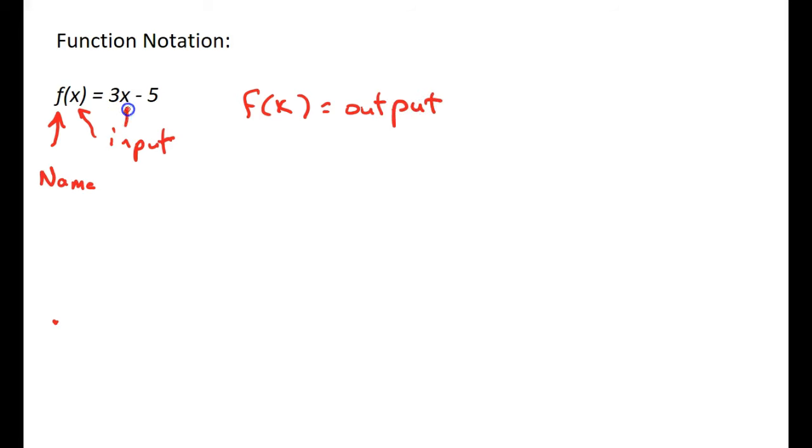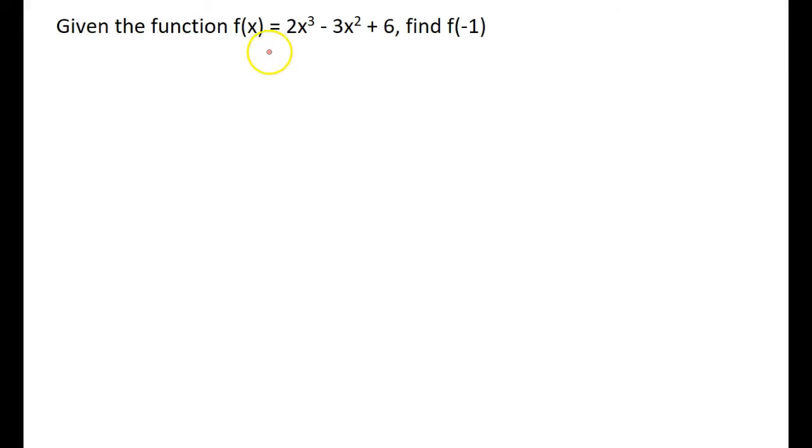Okay, so here we have a function f in terms of x, and it's 2x cubed minus 3x squared plus 6. We're supposed to find f of negative 1.